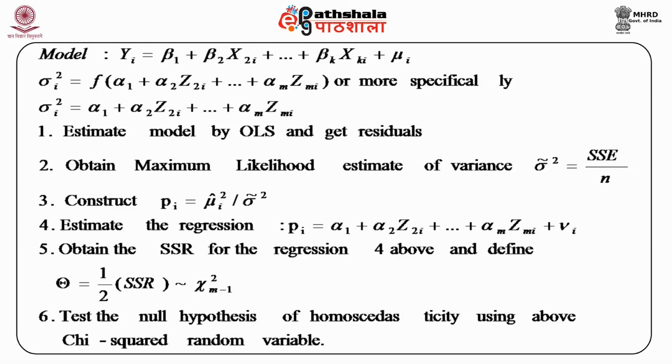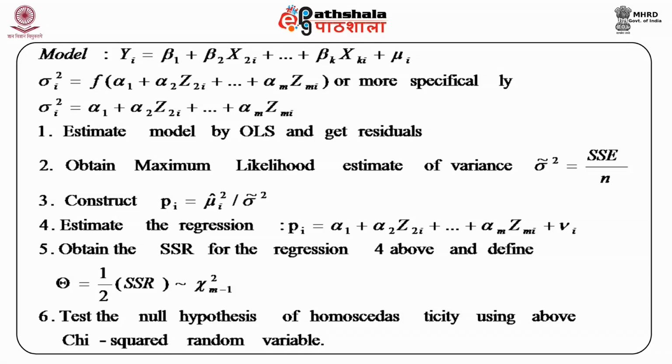Now, to have a better idea of this method, follow the below mentioned steps. Run the above regression in the equation and obtain the residuals. Next, get the maximum likelihood estimator of sigma square, which is sigma square equal to SSE or ui hat square divided by n. Define a variable pi which is equal to ui hat square divided by the maximum likelihood estimator sigma square. Now run the following regression: pi is equal to alpha 1 plus alpha 2 z2i till alpha m zmi plus vi. Here vi is the residual term.